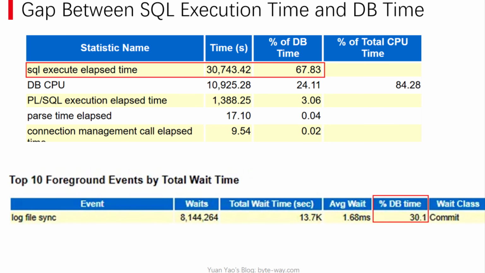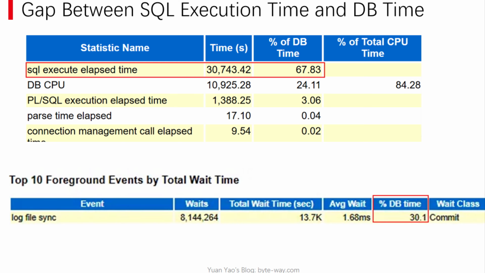As databases are designed to execute SQL statements, one might expect that SQL execution elapsed time should closely match DB time. However, a significant gap can exist. In this example, SQL execution elapsed time accounts for only 68% of DB time. Here a question arises: where does the remaining 32% go?